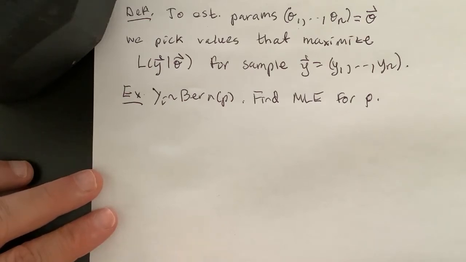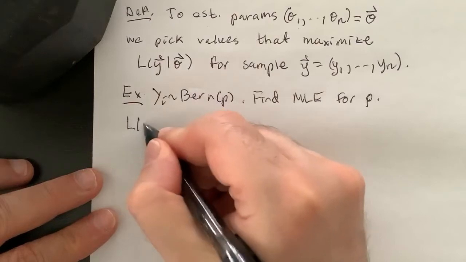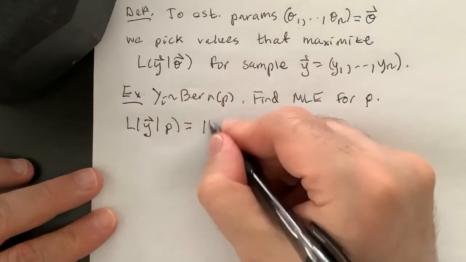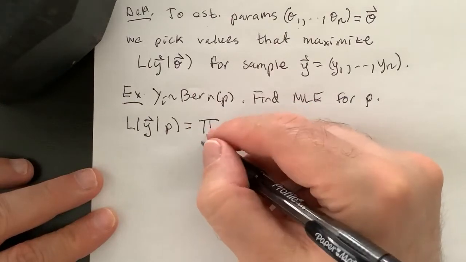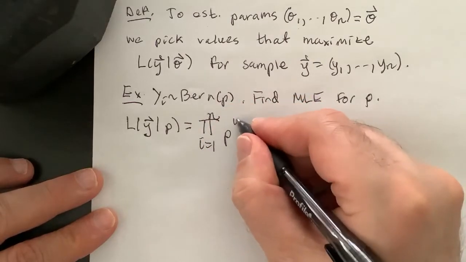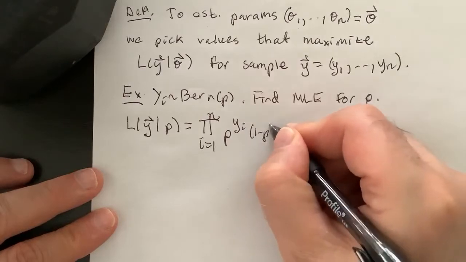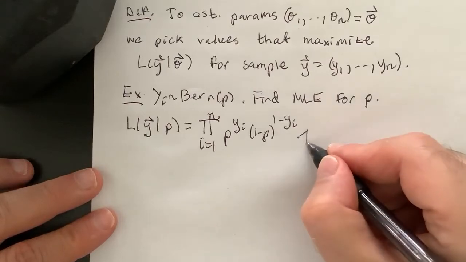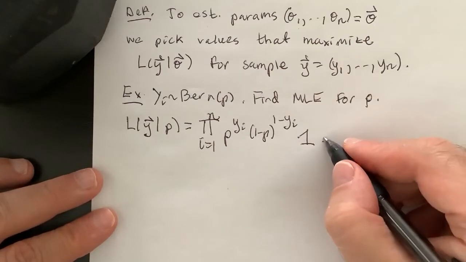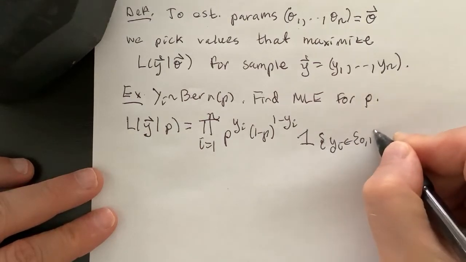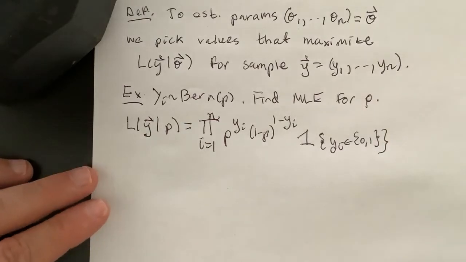So we want to maximize the likelihood. Remember, L of y given p is equal to the product of the probability masses. So I have i equal 1 to n, p to the yi, 1 minus p to the 1 minus yi. And if you want, you can use an indicator function here too, since yi has to be either 0 or 1. So you want the product of all of that.